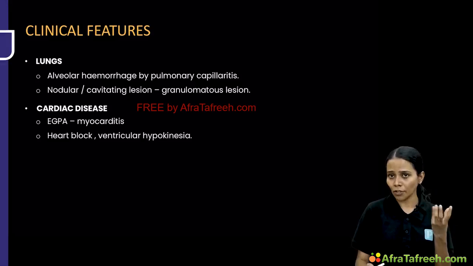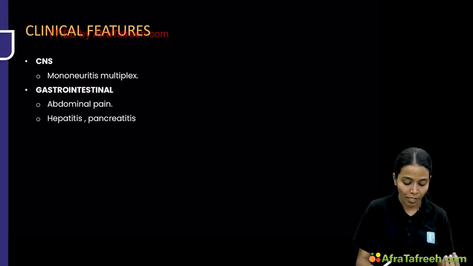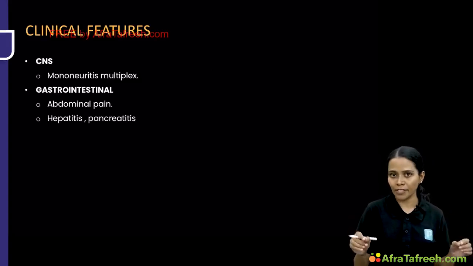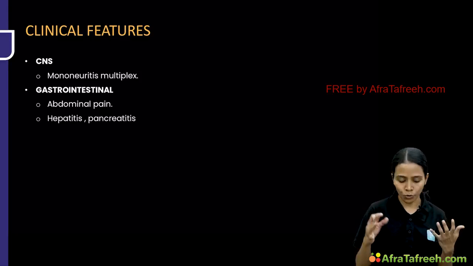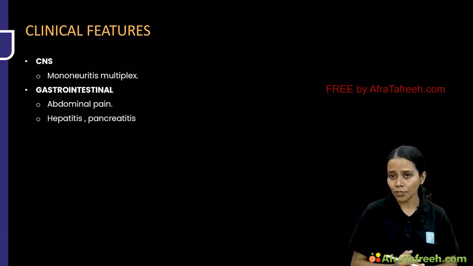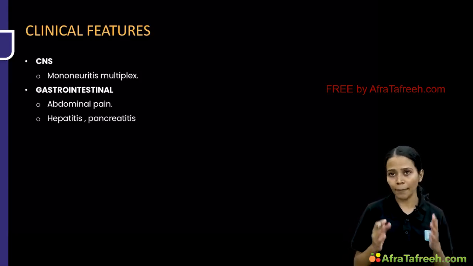There can also be ventricular hypokinesia because blood supply to the heart is going to reduce. Okay. CNS: multiple nerve vessels and the blood supply to the nerves can get affected, causing mononeuritis multiplex. Gastrointestinal: mostly there is going to be abdominal pain, hepatitis and pancreatitis.